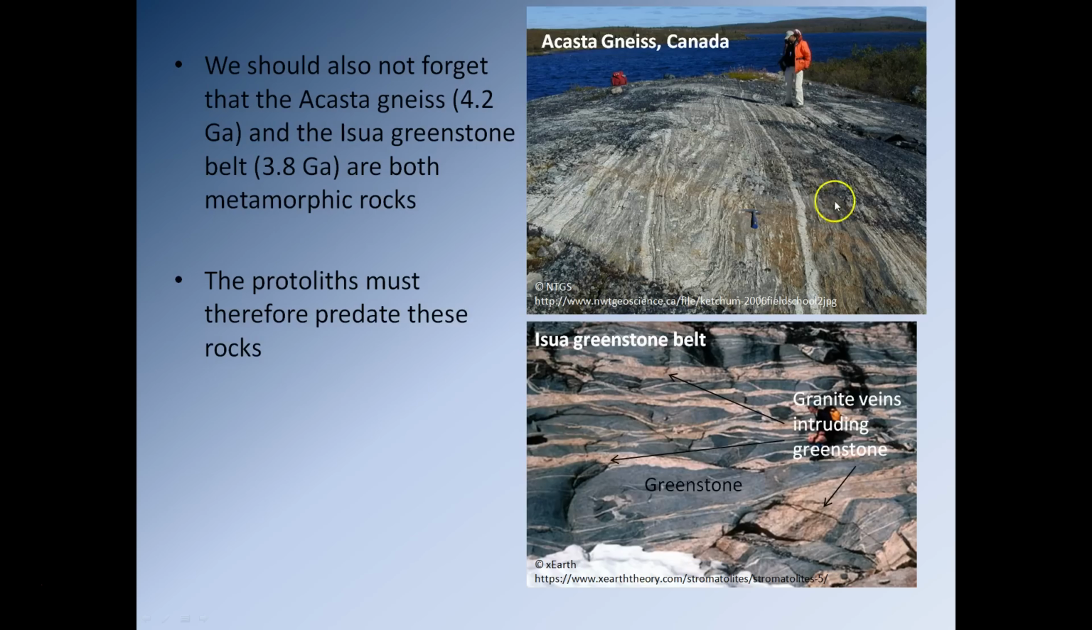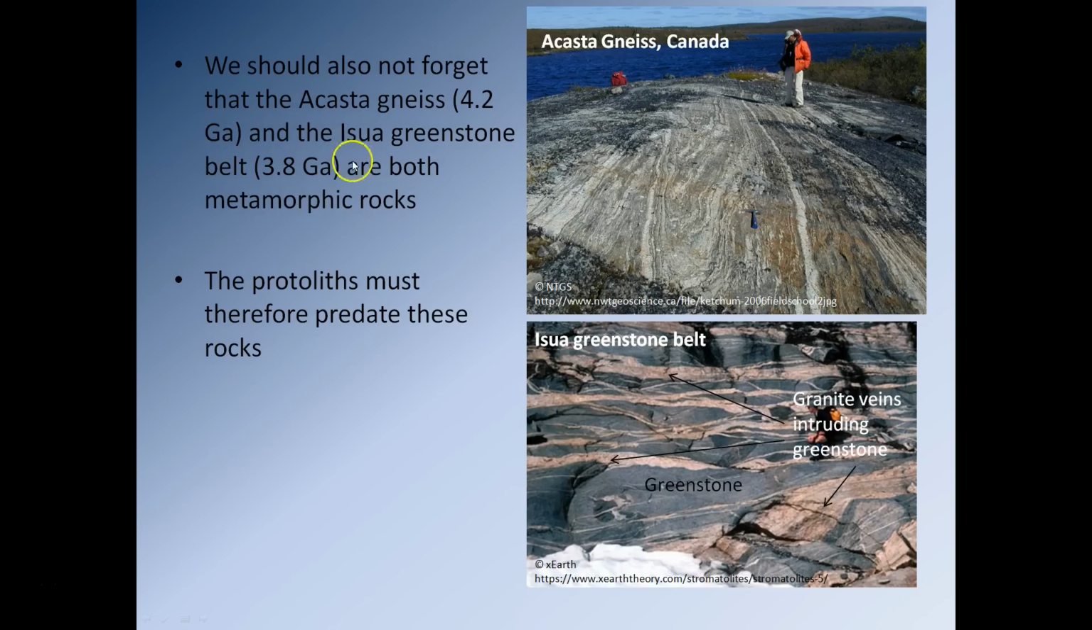Now, in the case of the Acasta gneiss, it's an absolutely tiny area of rock. It's a very, very small piece of crust. So it's literally the tiniest remnant of crust that's managed to make it from this very early period in Earth's history. In the case of the Isua Greenstone Belt, it's a lot larger, and so we know with relative certainty this represents a big chunk of stable crust that was around 3.8 billion years ago.